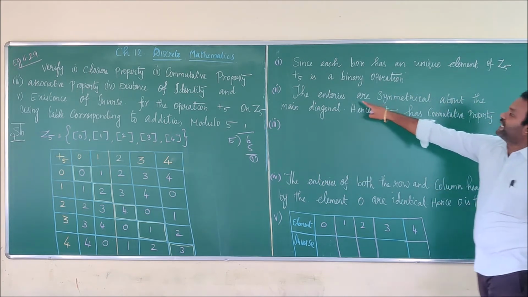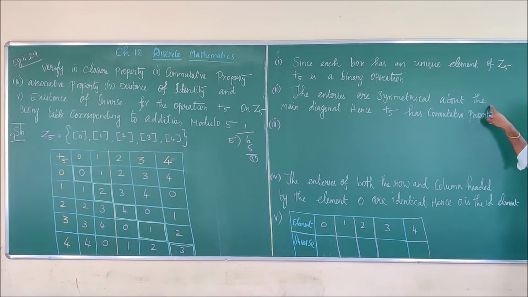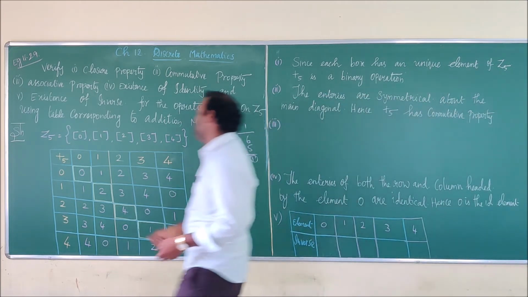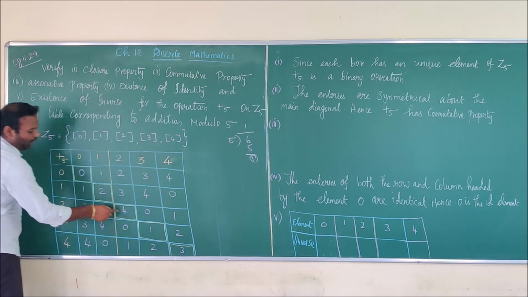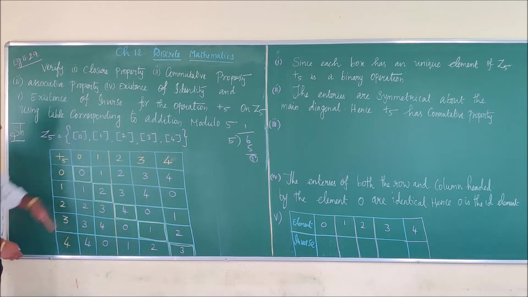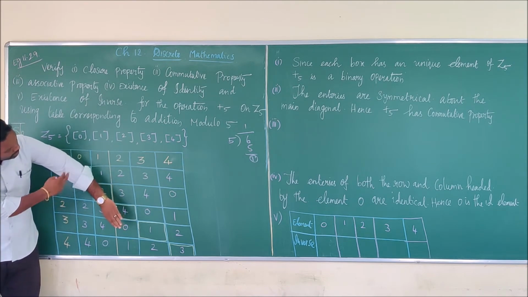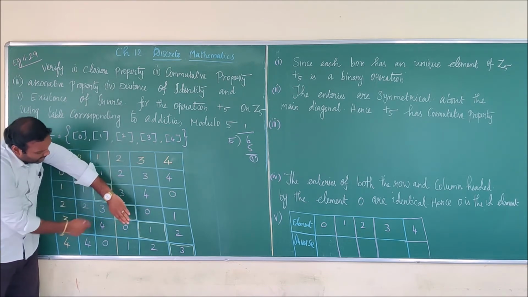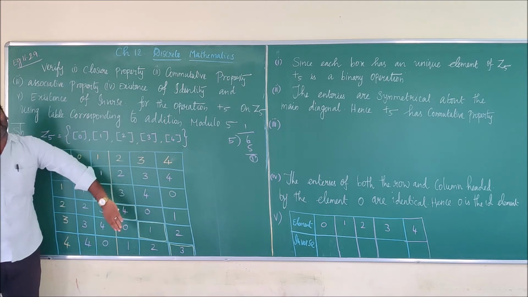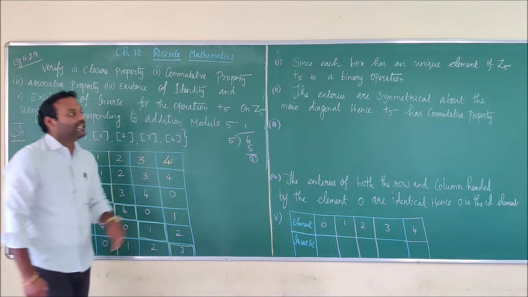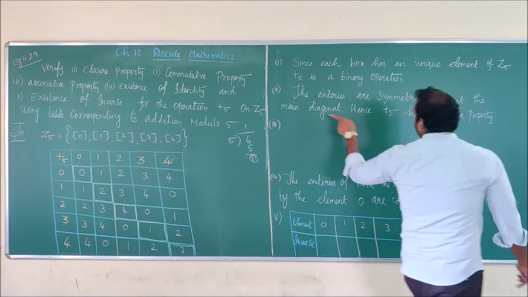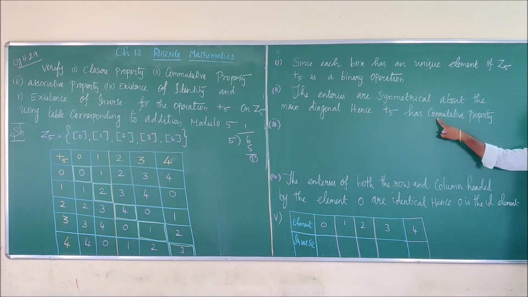Next step. The entries are symmetrical above the main diagonal. Main diagonal means I have drawn the boxes with green. Okay, this is the main diagonal. When you compare the elements above and below the main diagonal, the entries are placed in symmetrical order, that is, equidistant from the diagonal. If the elements are placed like this, we can say they are symmetrical about the main diagonal. So we can say that plus 5 has the commutative property.